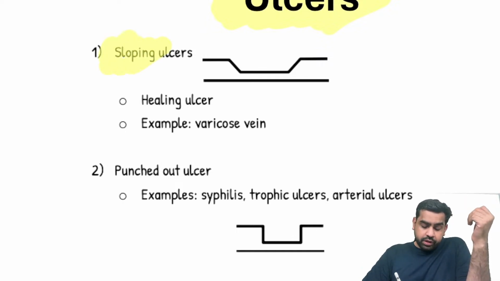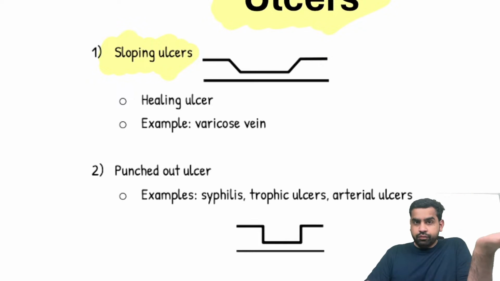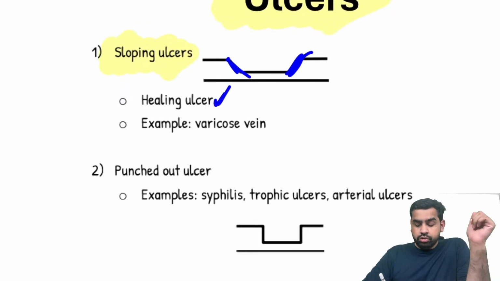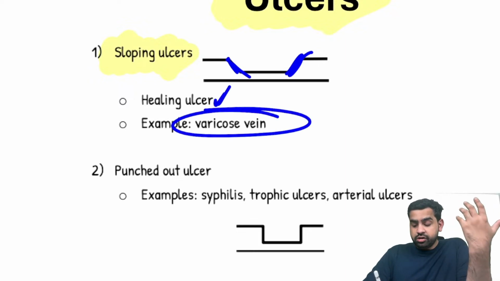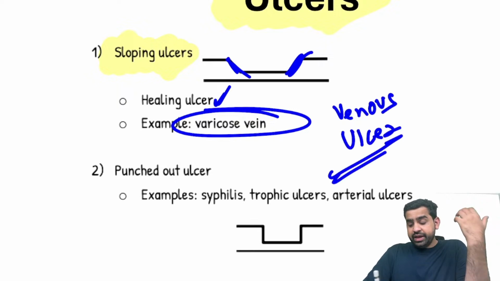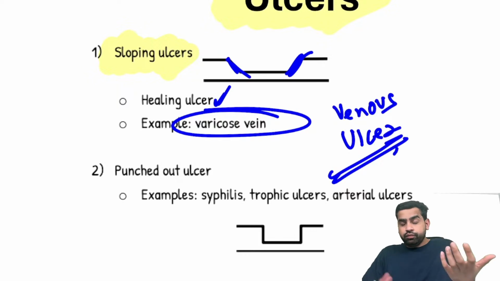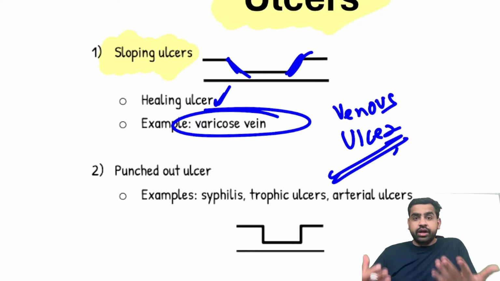So we have a sloping ulcer. What is a sloping ulcer? The sloping ulcer is where a slope is present. This is present in the healing ulcer. So let's say the varicose vein, okay, so the venous ulcers. Venous ulcer is basically a sloping ulcer. Okay, so the venous ulcer, the healing ulcer, is a sloping ulcer.